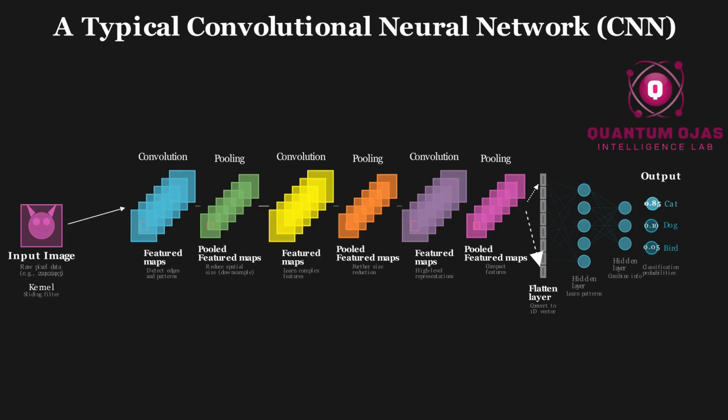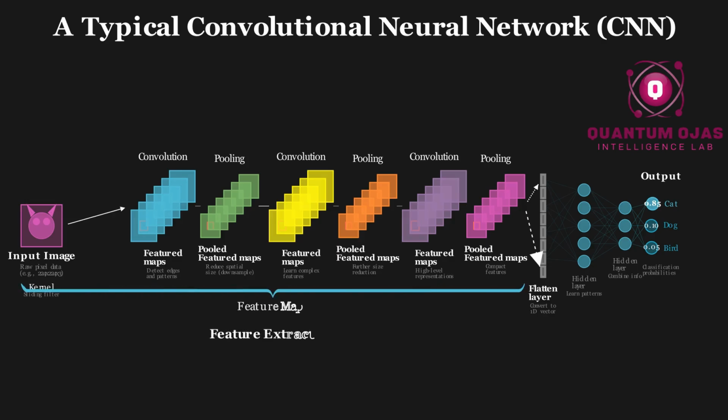Moving ahead, step 6, which is the third pooling layer. Finally, we apply one last pooling operation. These feature maps turn pink and become very compact. At this point, the network has extracted all important information from the image.